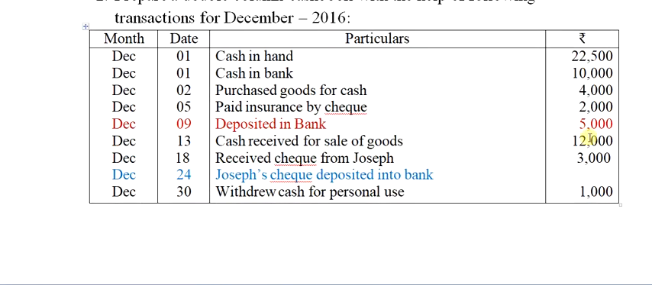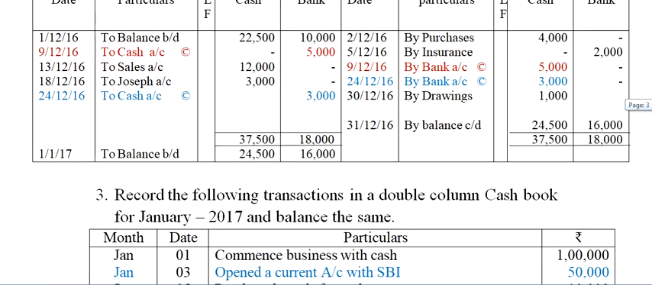Moving on to the next point. December 30th, withdraw cash for personal use rupees 1,000 is given. Whenever we withdraw cash for personal use, that will be treated as drawings. Amount withdrawn for personal use, private use, domestic use, own use will be treated as drawings. 1,000 rupees, that we should consider as 30th December 2016 by drawings. Cash we are withdrawing 1,000.